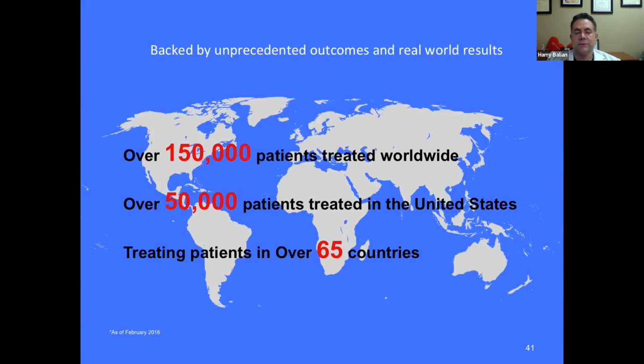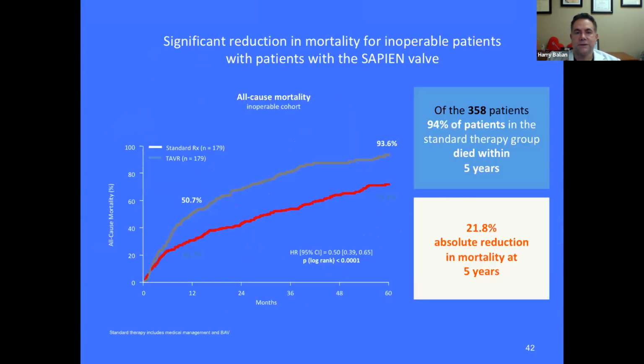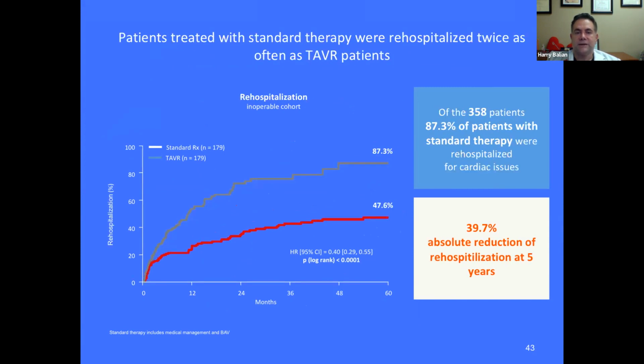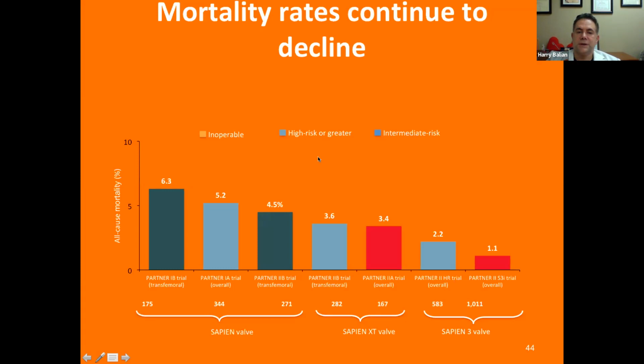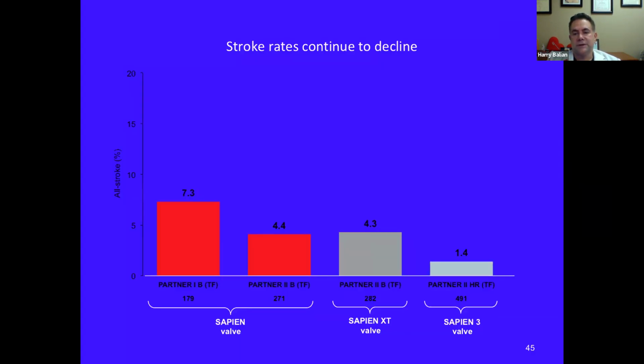150,000 patients have been treated worldwide and 50,000 patients in the United States, treating patients in over 65 countries. There was a significant reduction in mortality for the inoperable patients with the SAPIEN valve versus the standard therapy, and a significant rehospitalization drop with the TAVR patients versus standard therapy. Mortality also has continued to decline as we've implanted more and more of the Edwards TAVR valves, and the stroke rate also continues to decline.